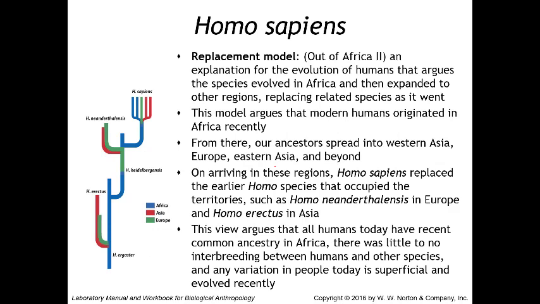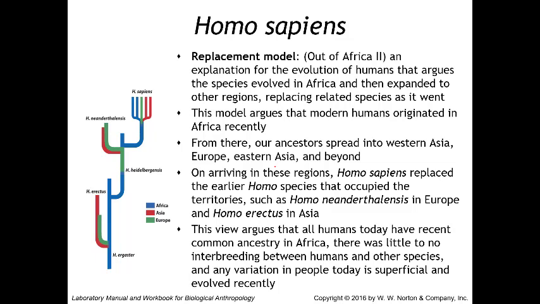So first is the replacement model, also known as out of Africa. This is an explanation for the evolution of humans that argues that the species evolved in Africa and then expanded to other regions, replacing related species as it went. This model argues that modern humans originated in Africa recently. From there, we spread into Western Asia, Europe, Eastern Asia, and beyond.